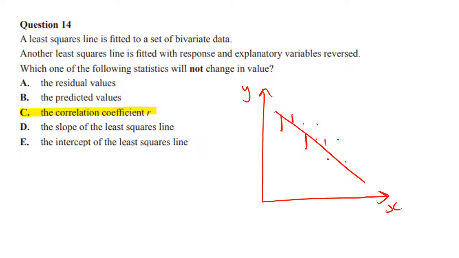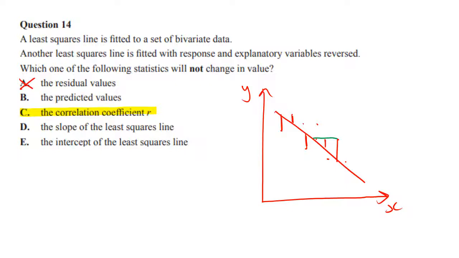Now, the residual values are the vertical values, remember? So depending on the slope of the line, like this one's got a big vertical value. If you switch x and y, then you get a different value. You'd actually be going like that. Just trust me on this. So the residual values will definitely change. So it is not A.